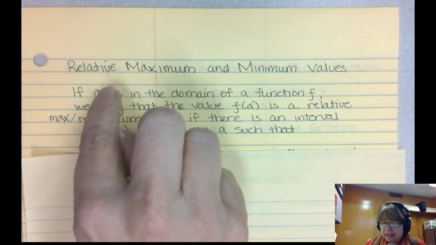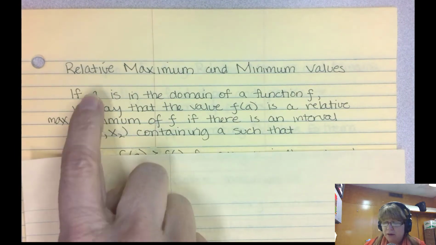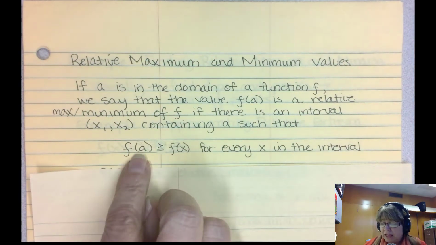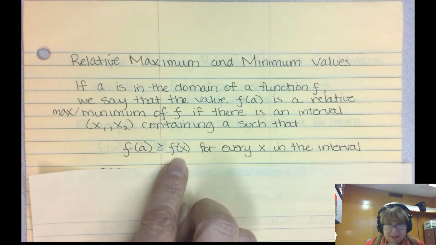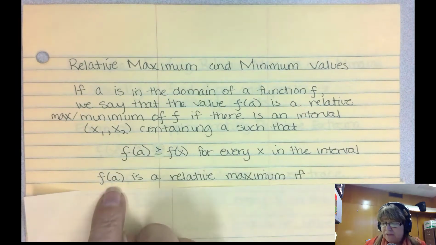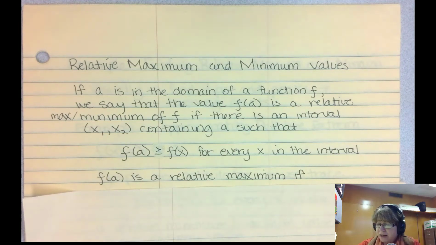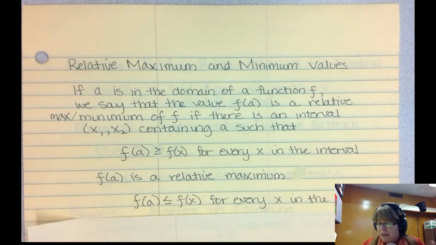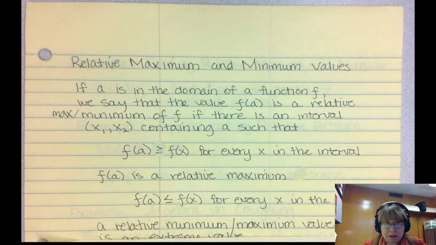Now, a exists within this interval from x1 to x2. We have to remember that. So a is within this interval. Now, if f of a is greater than or equal to every single f of x, then f of a is a relative maximum. And if f of a is less than or equal to every other f of x, then it's a relative minimum.